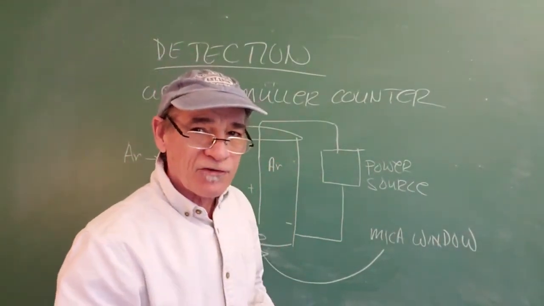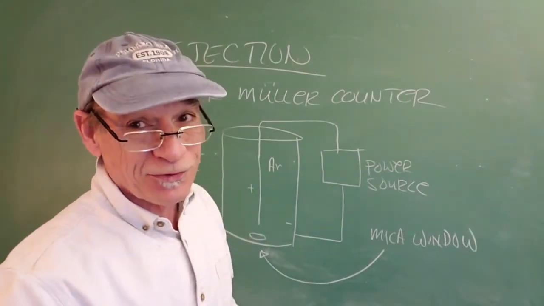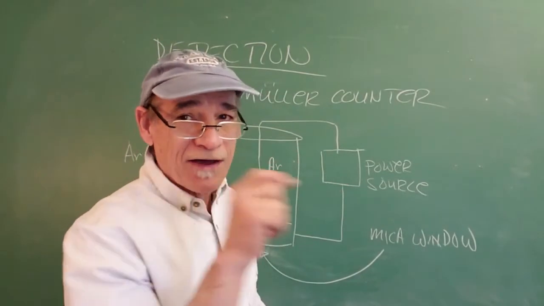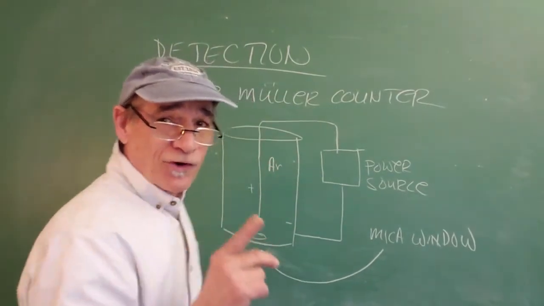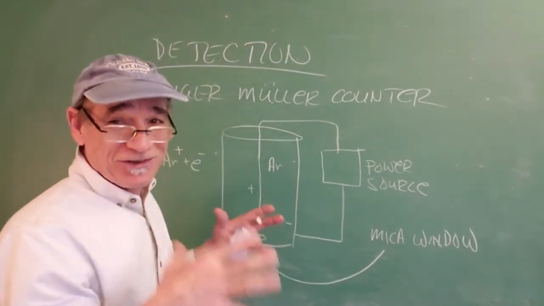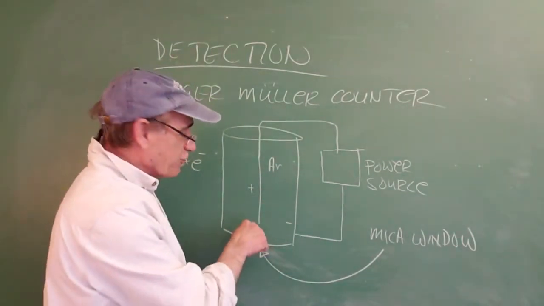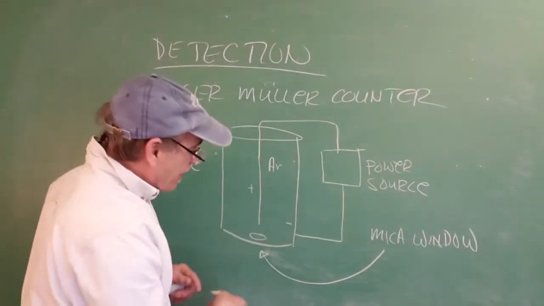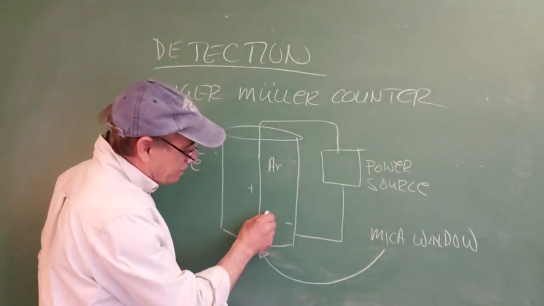Well, it turns out that alpha particles and beta particles are very small, and so the interstitial spaces in this mica window will allow them to pass through. However, argon atoms are much larger because of the size of its nucleus, a big atom. It can't get out through the mica window. So we can trap it in there, but still allow alpha and beta particles to sail right through that little detector window.